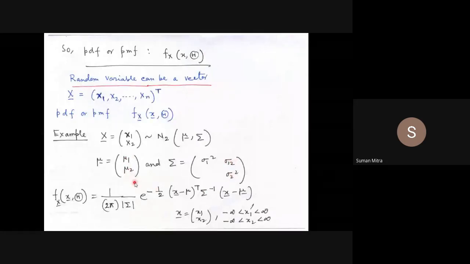So if you want to say the parameter set, then essentially we have to estimate mu1, we have to estimate mu2, we have to estimate sigma 1 square, we have to estimate sigma 2 square, and also sigma 12. Sigma 21 over here is same as sigma 12, so we need not do this one. So there are 5 parameters over here.